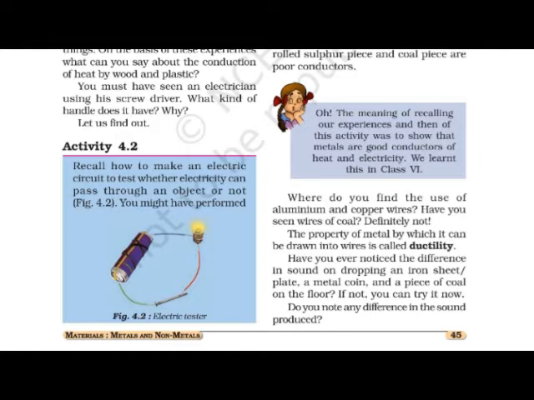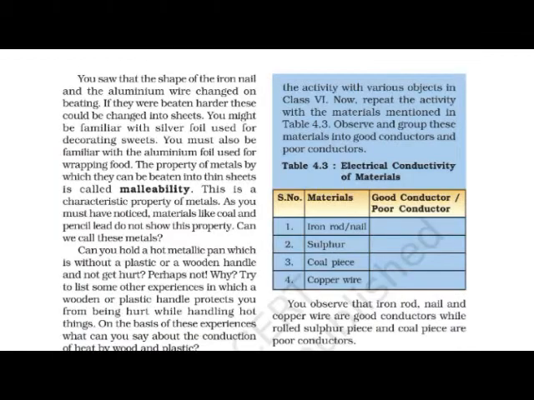You might have performed the activity with various objects in class 6. Now repeat the activity with the materials mentioned in Table 4.3. Observe and group these objects or materials into good conductors and poor conductors. Table 4.3 shows the electrical conductivity of materials.